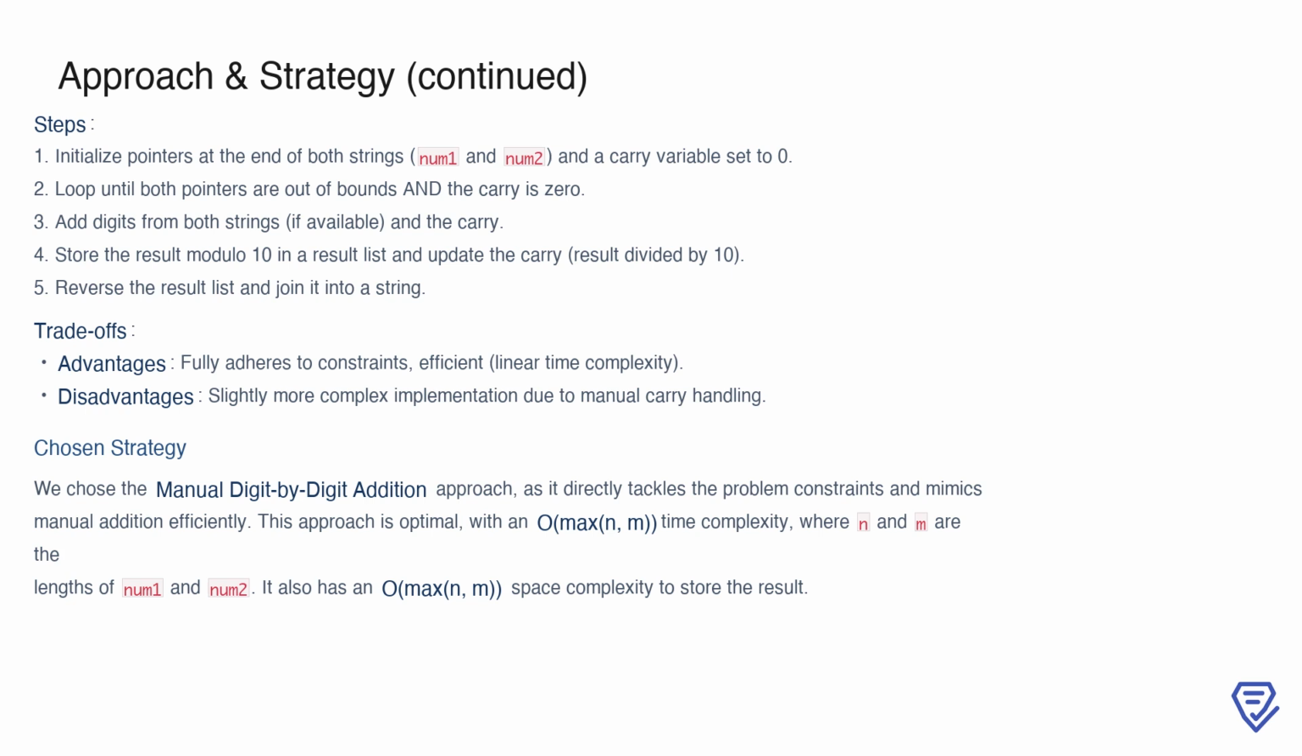After the loop completes, we reverse the result list and join it into a string to obtain the final sum. This approach has clear advantages: it adheres to the problem constraints, is efficient with linear time complexity, and handles edge cases like strings of different lengths or the need for a carry. The trade-off is that it requires careful implementation of manual carry handling, but the overall complexity remains manageable.